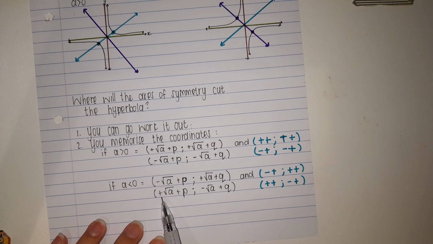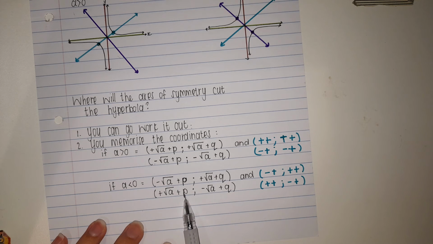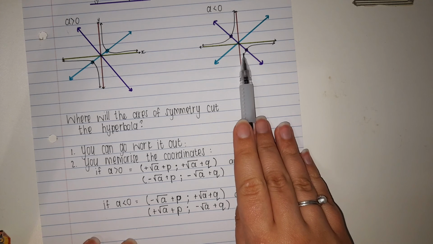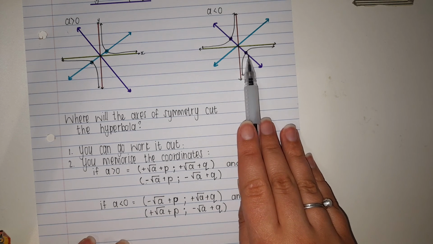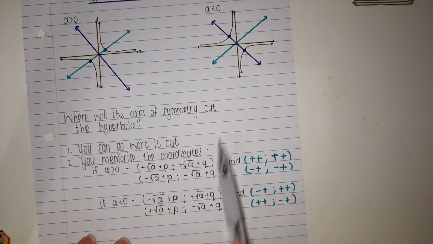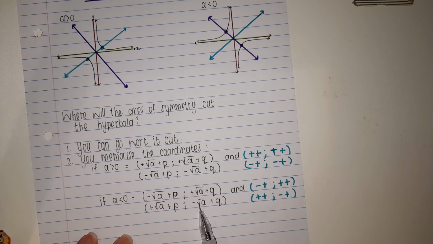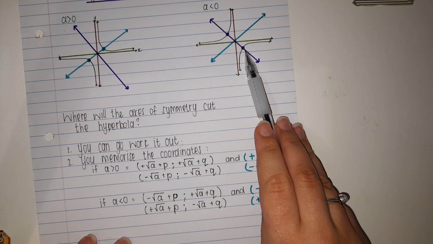Then we have positive root A plus P for our first x value, which makes it positive, and that's what we want. We want a positive x value. But already we can see, because it's in our fourth quadrant, we want a negative y value. So negative the root A plus Q would give me a negative value for here.